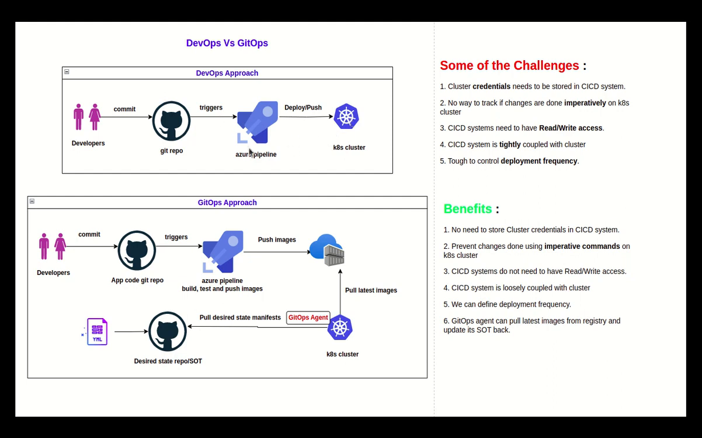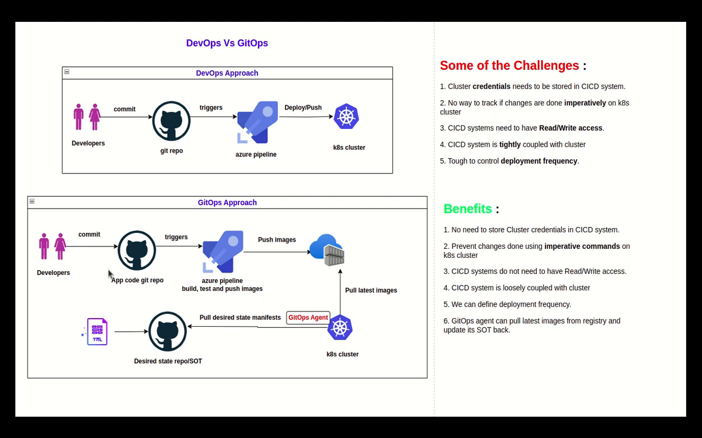Now if you see, the whole approach is tightly coupled from start to end. And in this approach, it's a bit tough to define the deployment frequency also. So on every commit or with some intervals, we need to do a lot of tweaks in this CI/CD system to even control the deployment frequency. Now let's check the GitOps approach.